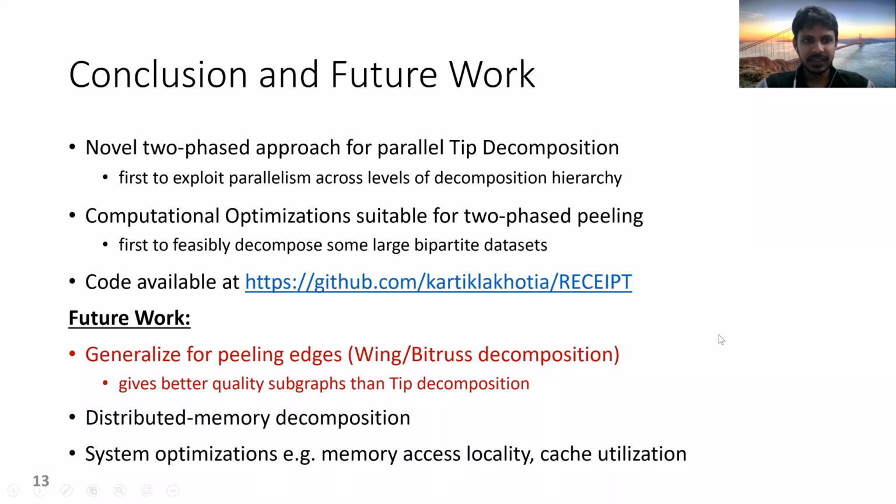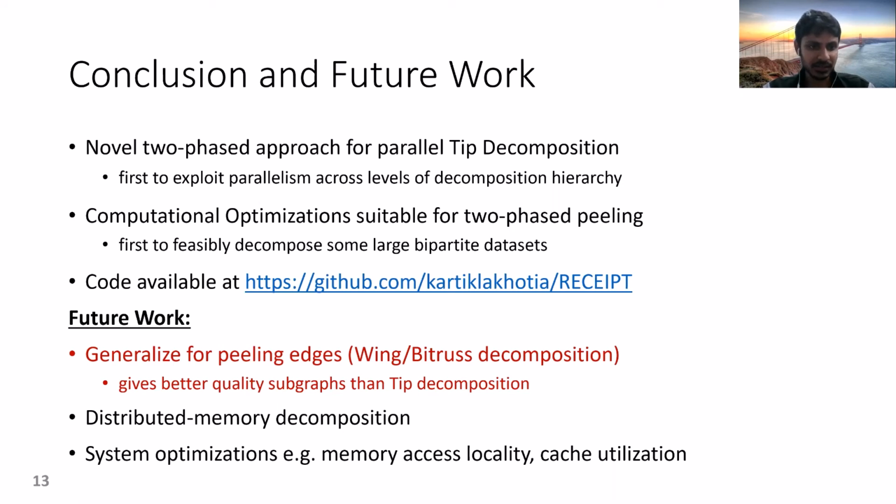So with this slide, I conclude the presentation. To summarize, we propose a novel 2-phase approach for tip decomposition, which allows us to exploit parallelism across the levels of hierarchy, not just within. And tailored to this approach, we also propose some optimizations that improve computational efficiency and allow us to decompose some large data sets that baselines cannot. And our code is freely available at this given link.